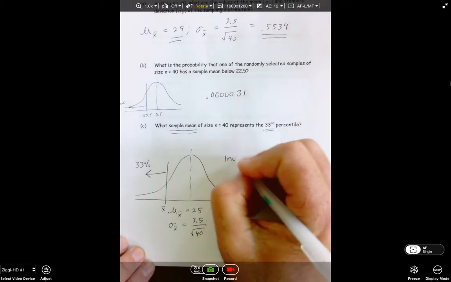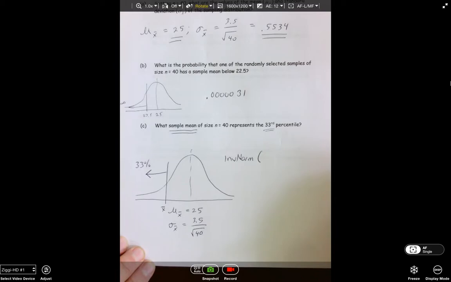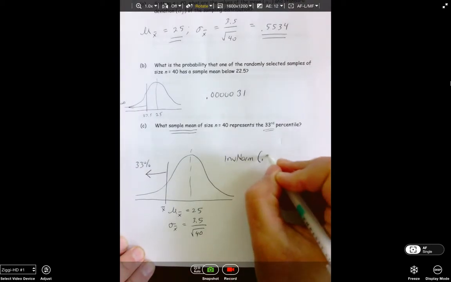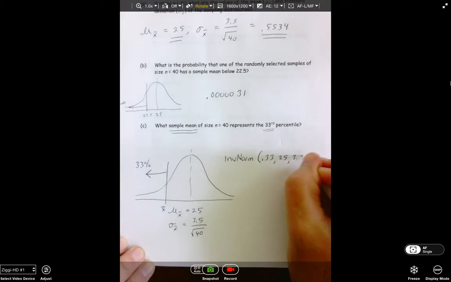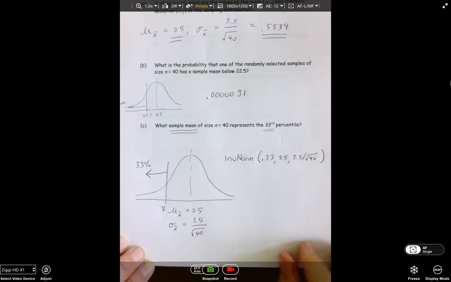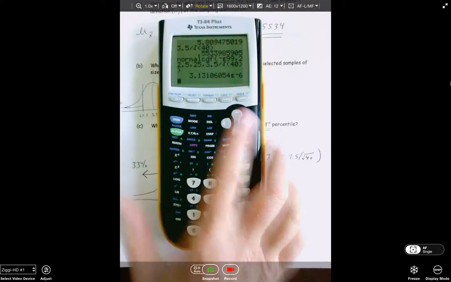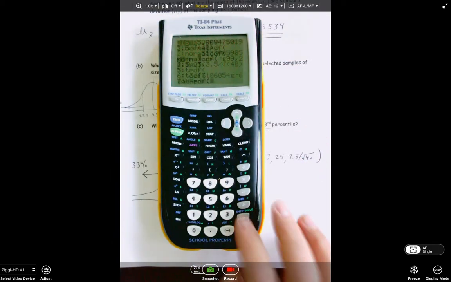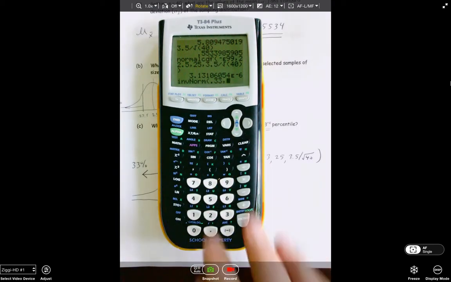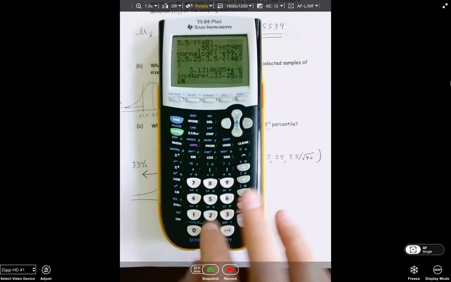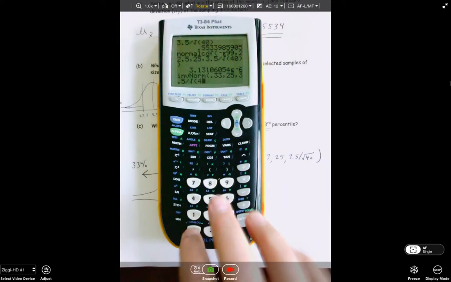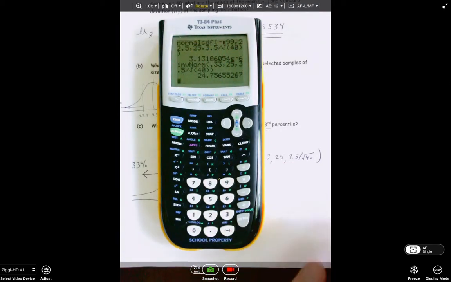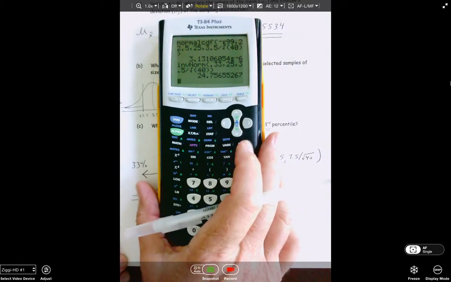Well guys, we should know by now that the inverse norm key is the key that works these types of problems. And the inverse norm key requires you to put in 3 things. Percent below as a decimal, the mean, and a standard deviation. So put that in our calculator. Life is good. I don't know if life is good, but so 0.33, comma 25, and then put the standard deviation in. Guys, it is so tempting to put 3.5 and stop. But remember, central limit theorem, you got to come in and divide by the square root of the sample size, which is 40. So guys, the sample mean would be 24.76.